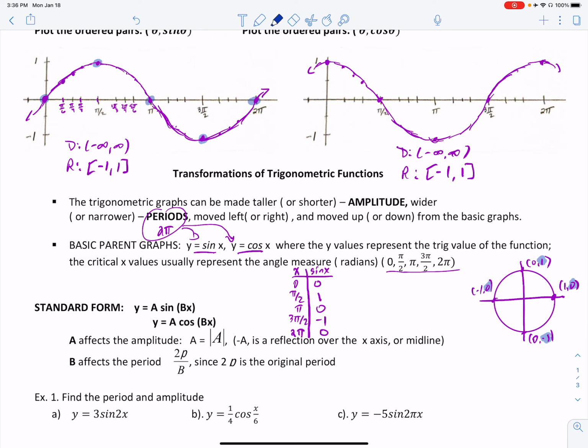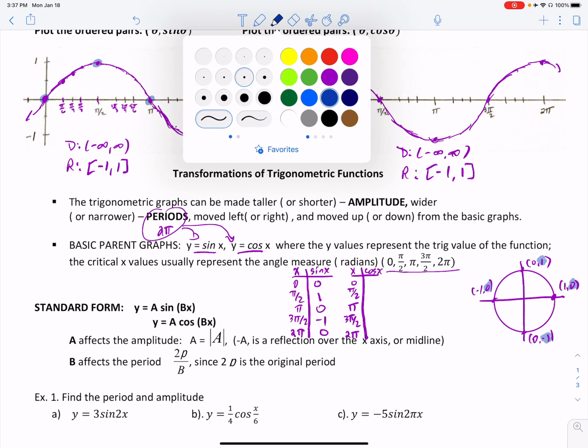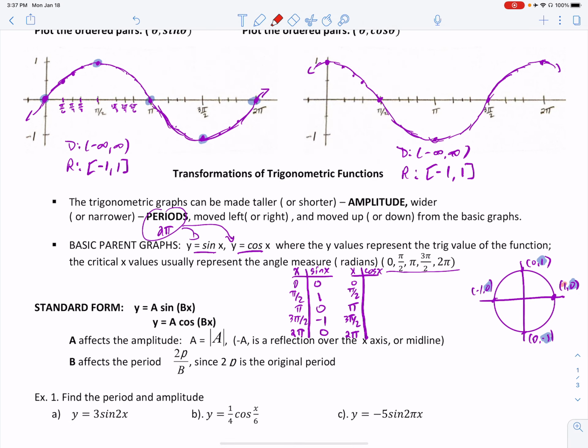Then we can do a similar thing for cosine. So for cosine, 0, again, pi halves, pi, 3 pi halves, and 2 pi. But for cosine, we are looking at the x-coordinates. So at 0, cosine is 1. At pi halves, cosine is 0. At pi, cosine is negative 1. At 3 pi halves, cosine is 0. And if we go a full rotation to 2 pi, cosine again is 1. So these values are going to be 1, 0, negative 1, 0, and then back at 1.